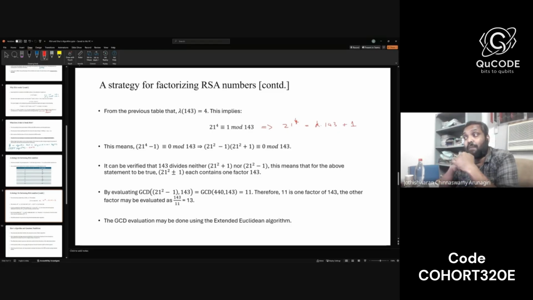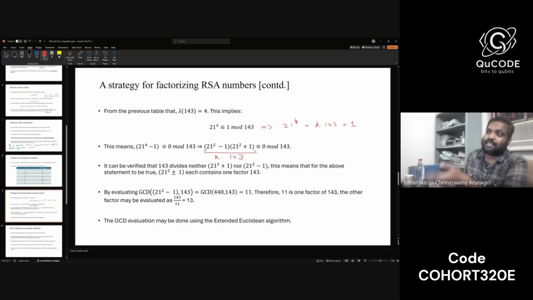Now, for this to be true, this number is k times 143, which implies the factors of 143 need to appear in the factors of this number and this number. Now I know 143 individually does not divide 21 squared minus 1 and 21 squared plus 1. So that means one of the factors of 143 should be here, the other one should be here, because there are only two factors.